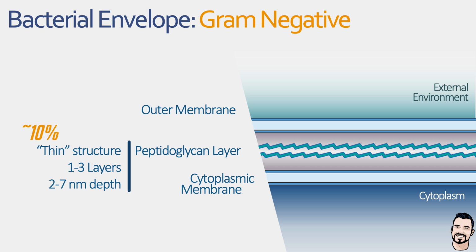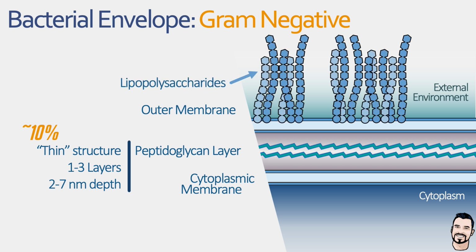Now, instead of teichoic acids, the outer membrane has long lipopolysaccharide chains, which create a strong permeability barrier, contribute a negative surface charge, help resist bile salts and many antibiotics, and is a key trigger for host immune recognition.